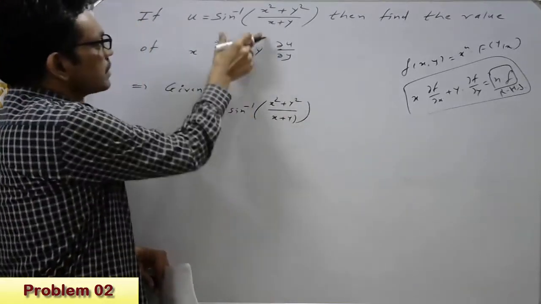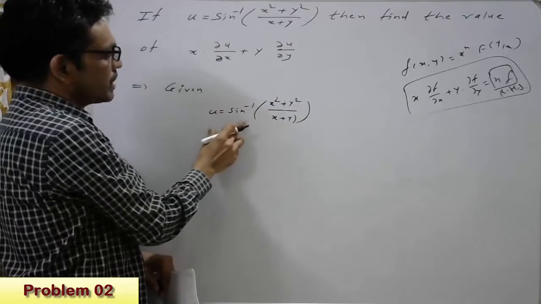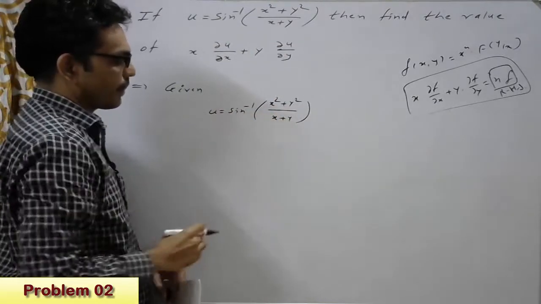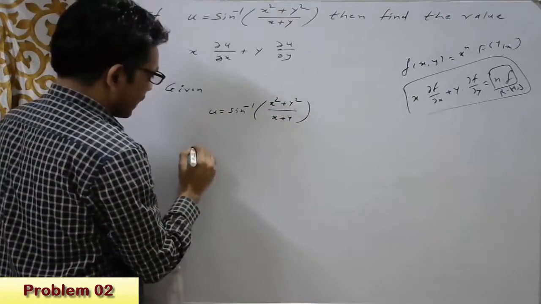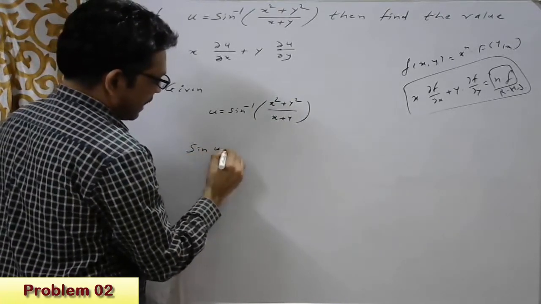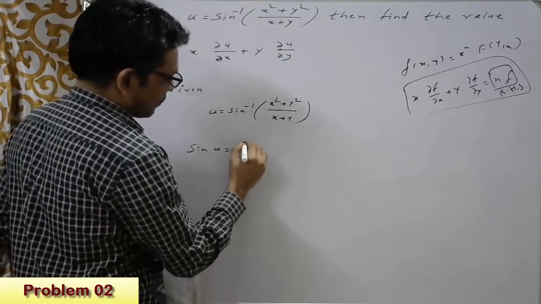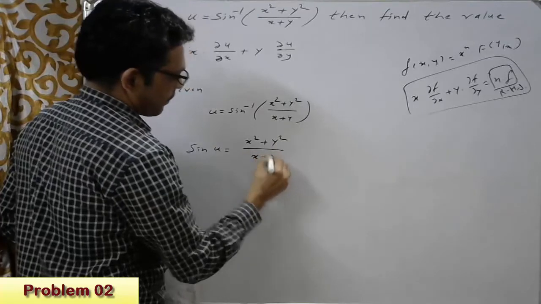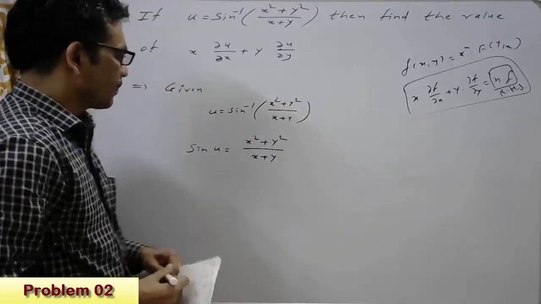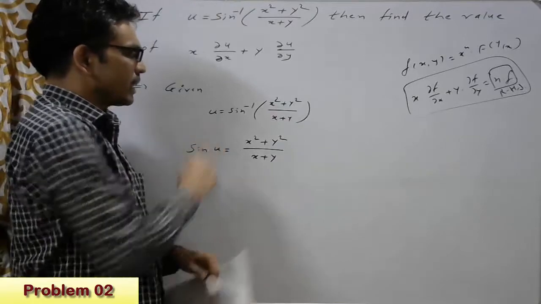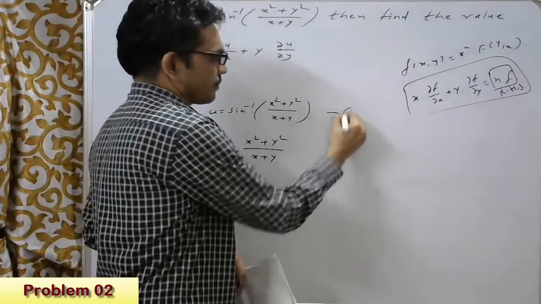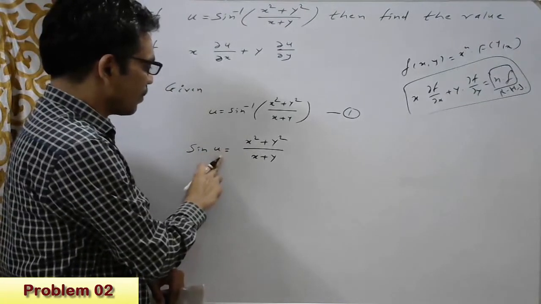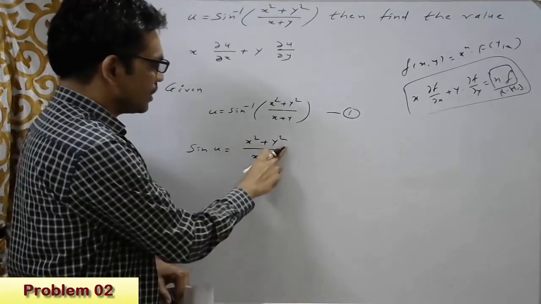Okay. First, the given function is u is equal to sine inverse of (x square plus y square) divided by (x plus y). Then this equation can be written as sine of u is equal to (x square plus y square) divided by (x plus y). Here, this is equation number 1, and the given equation can be written in this form: sine of u is equal to (x square plus y square) divided by (x plus y).